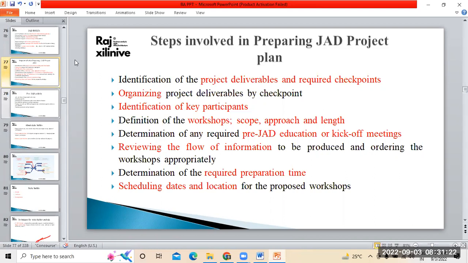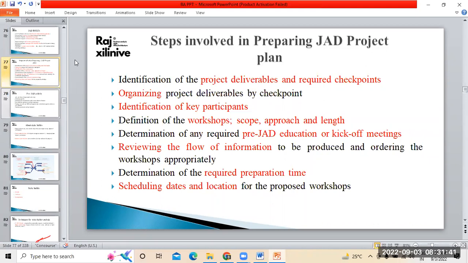Means how are you going to do this? What approach are we following? And what is the length of the project? All these things will be known here. This is what generally we have to follow.